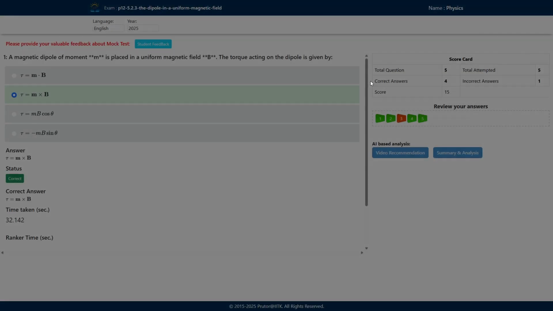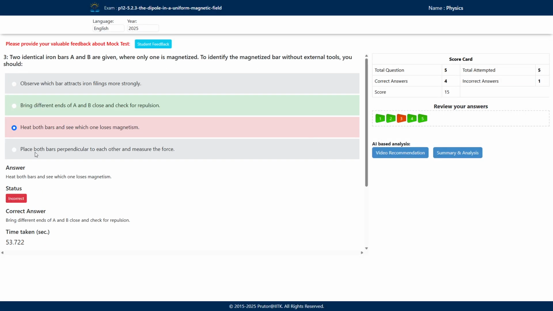So that question is a confusion. Bring different ends of A and B and check for repulsions. But this is for the first one, when one is definitely magnetized and we don't know about the other. So it is not written clearly, but the second one is the more appropriate option among all.